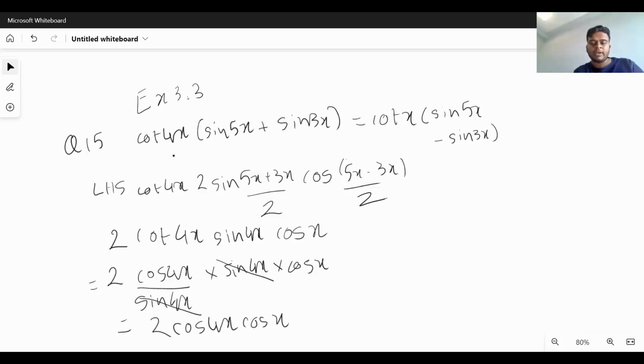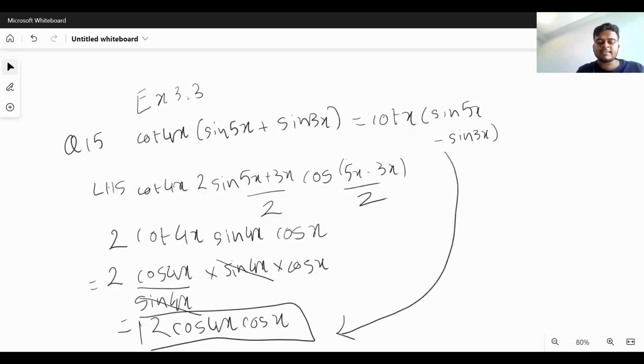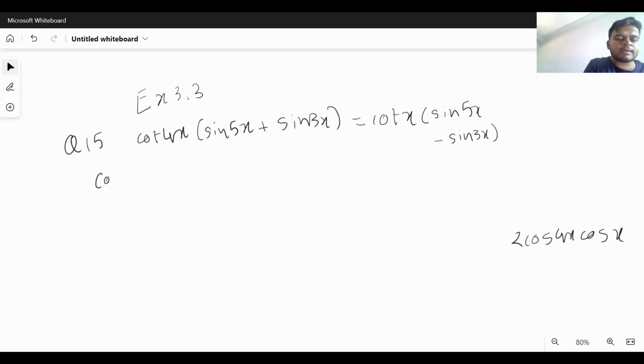Now at this particular point, just try and stop here. Let us try and bring RHS as well to being equal to 2 times cos 4x cos x. And if we can do that, our question is solved there, right? So I'll try and solve RHS.